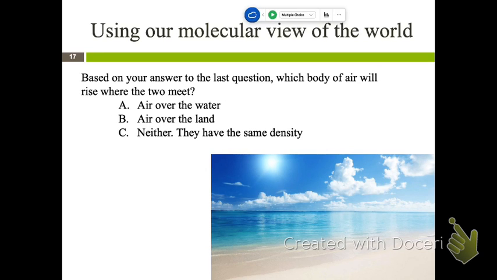So then based on that answer, if you have air over the water, which doesn't get warmed up nearly as much, versus over the land that gets warmed up a lot more during the day, which direction is air going to move? Well, sorry, first question is, which body of air will rise where the two meet? And then there's the next question that I asked them. So this one is specifically if you're standing between those two, based on the density of the two bodies of air, which one is going to rise?